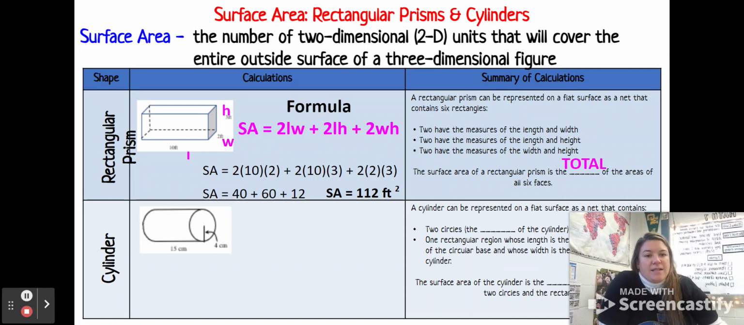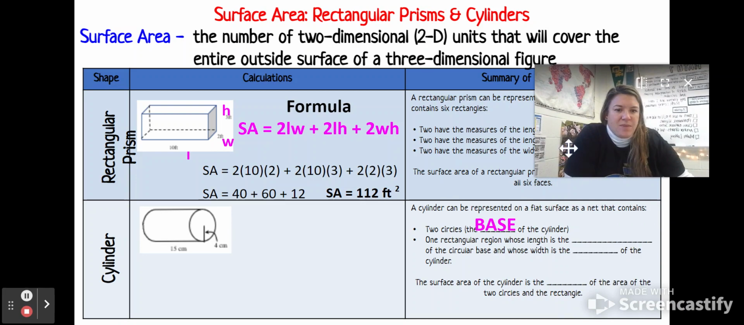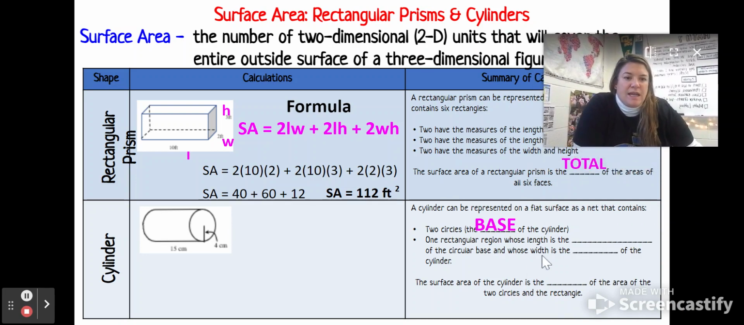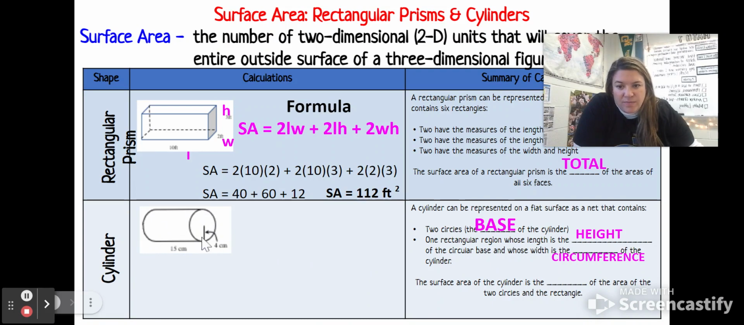The cylinder has 3 parts: 2 circles, and then a rectangular region in the middle. So we're going to add up those 3. The base of the cylinder is 2 circles, and 1 rectangular region whose length is the circumference and whose width is the height. So the circumference of the circle is the width of the rectangle. I'll have a figure with a net that shows this a little bit better. So we're adding up those 3 parts.